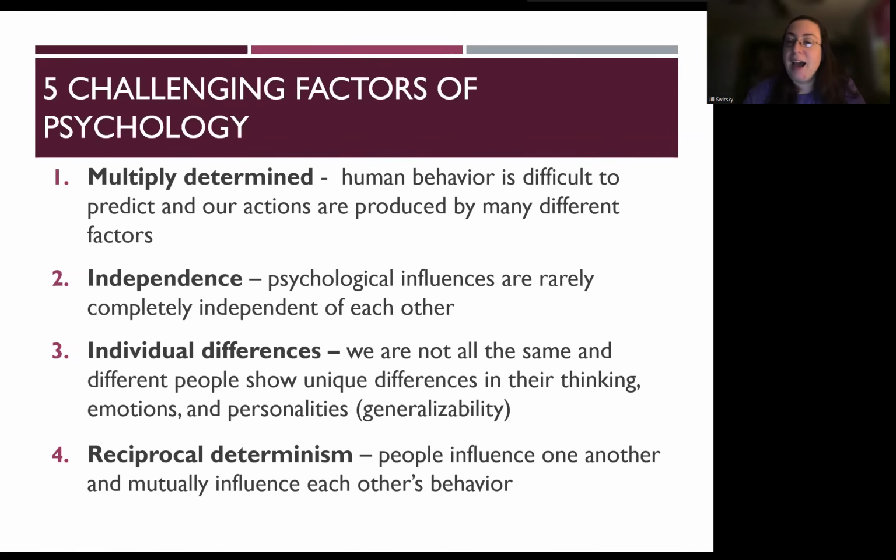Reciprocal determinism is the idea that people influence one another and then mutually influence their behavior. Okay? We don't exist in a vacuum. Humans are a social species. You're going to be so sick of hearing me say that by the end of this semester. We influence one another and they influence us.